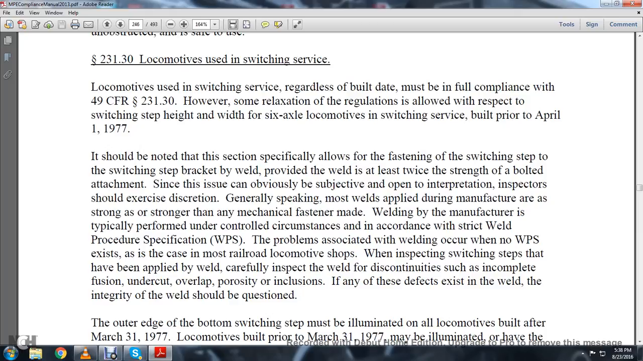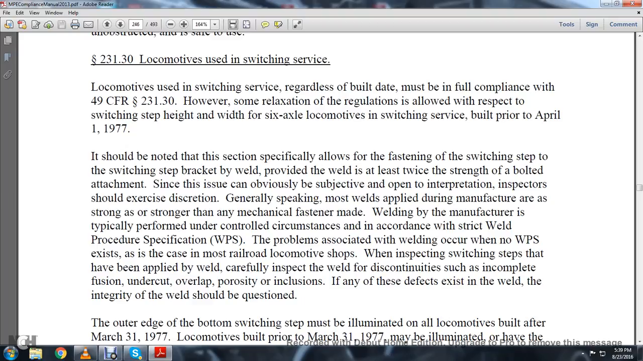The switching step bracket attached by the weld is at least twice the strength of the bolted attachment. Since the issue is subject to open interpretation, the inspector should exercise discretion. Generally speaking, most welds applied during manufacture are stronger than the mechanical fastener. Welding in manufacture is typically performed under controlled circumstances in accordance with strict weld procedure specifications.